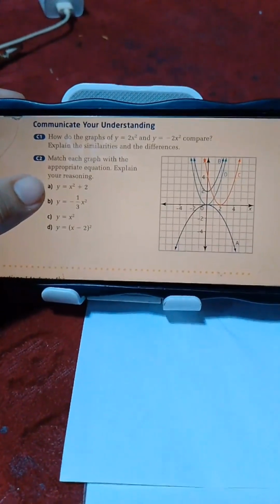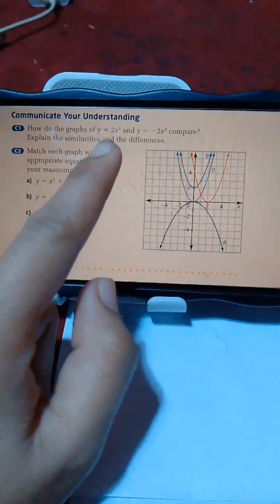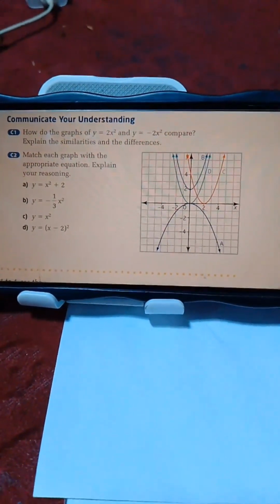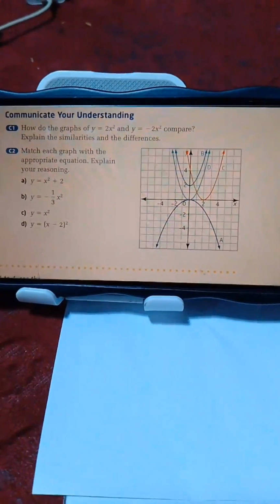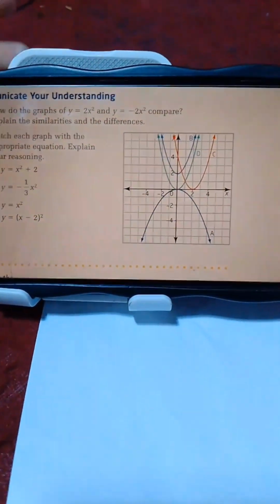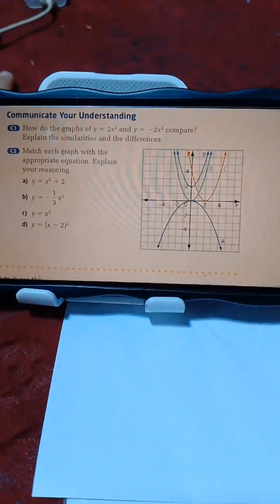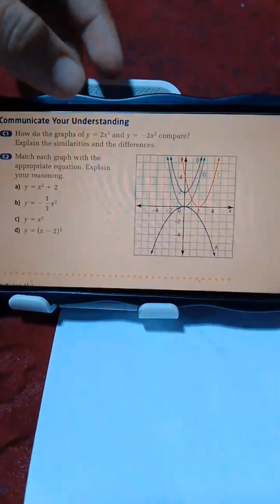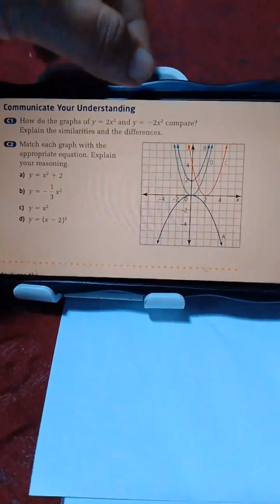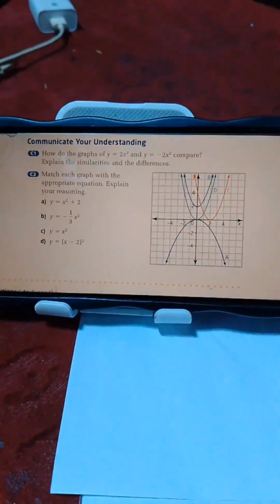So how do the graphs of y equals x squared and y equals -2x squared compare? There are similarities and differences. Obviously, since they have different signs, the graph of this one will open upwards and the graph of this one will open downwards.